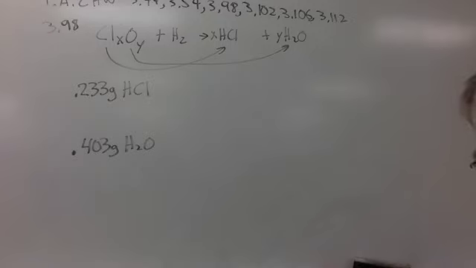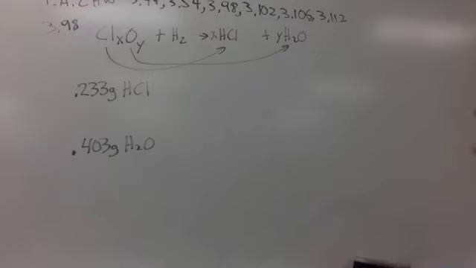So read the question, read the question, read the question. A sample of a compound of chlorine and oxygen, I'm calling it ClxOy up here because I don't know its chemical formula, reacts with an excess of hydrogen, H2, to give 0.233 grams of HCl and 0.403 grams of water. And we are supposed to determine the empirical formula.